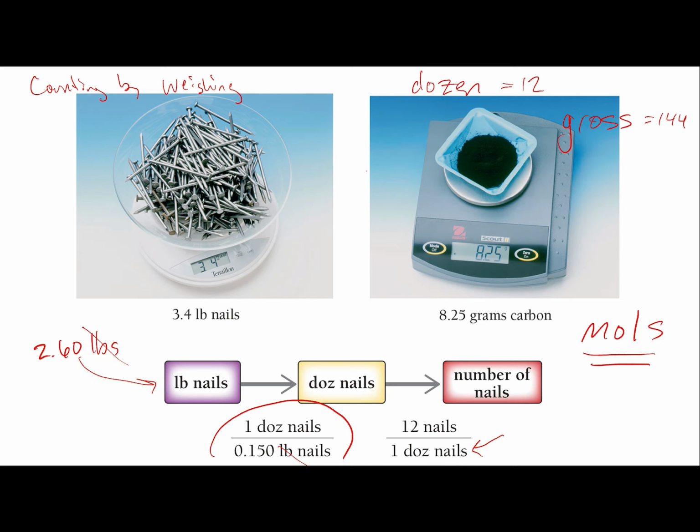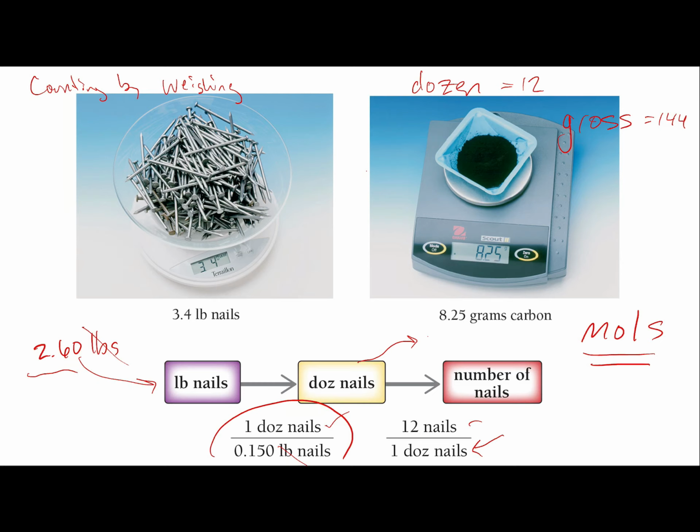So we'll get there. Of course, you'd have to know a dozen is 12, or look that up. But now in our problem, we've taken 2.6 pounds, converted it into some number of dozens of nails, and then taken another step to say how many nails are in a dozen, because we could just stop here, but our answer would be in dozens. So the question would be, how many nails do you have?